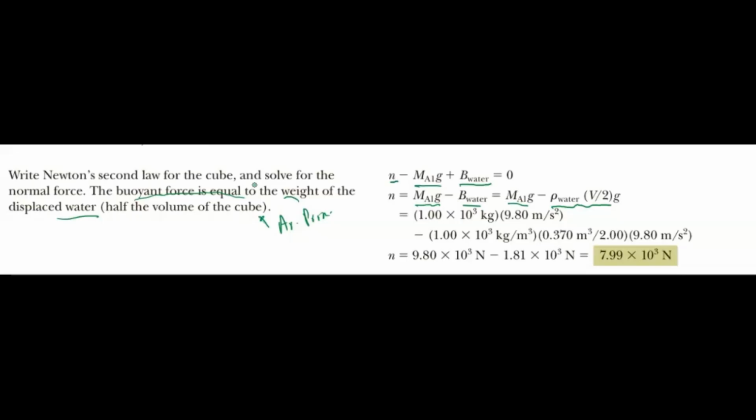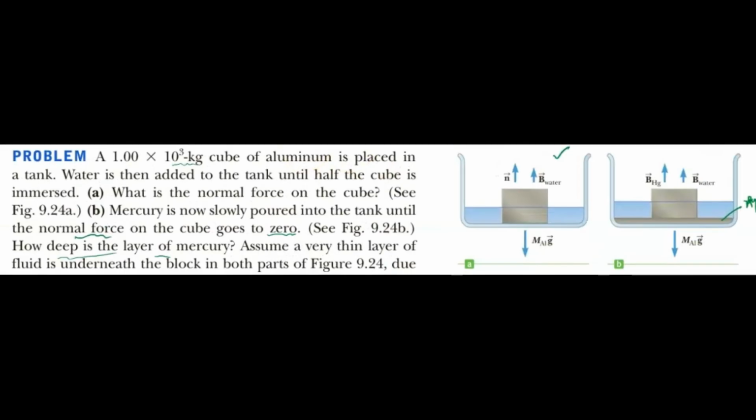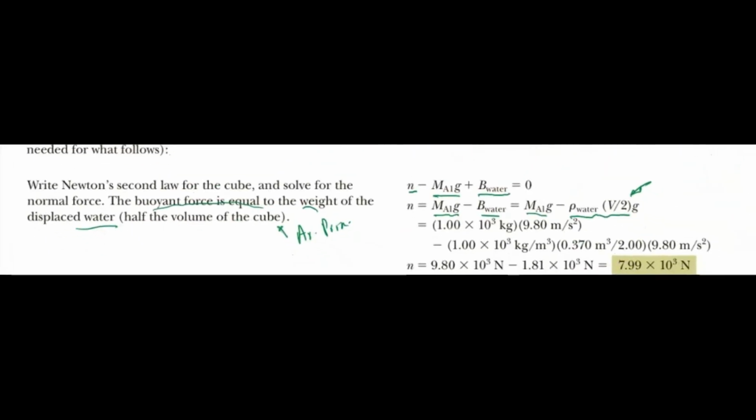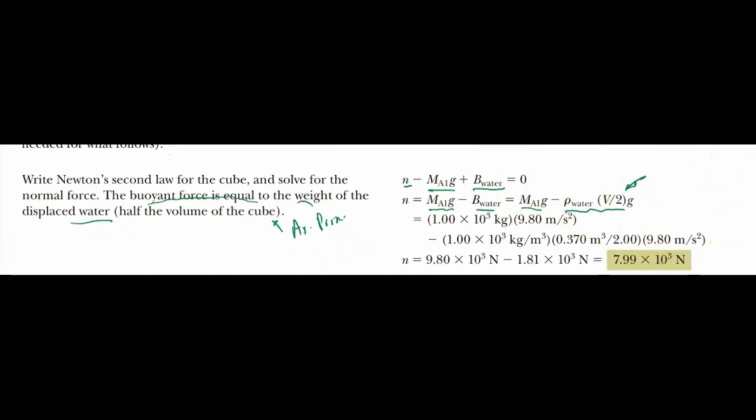Why is this half there? Because when water is added to the tank, if you observe the original question, it is mentioned that half the cube is immersed. So we are considering half the volume here. So half volume, V by 2, into g.